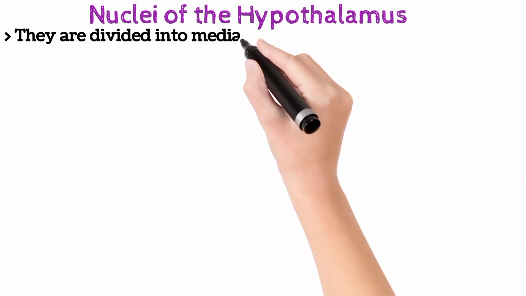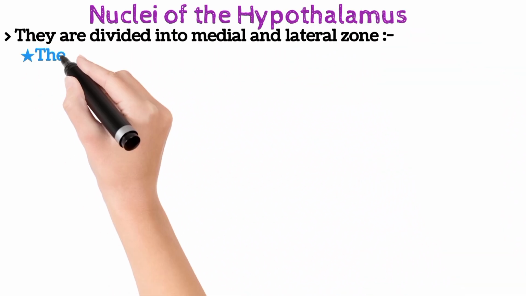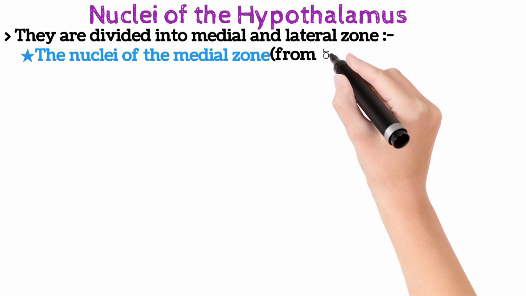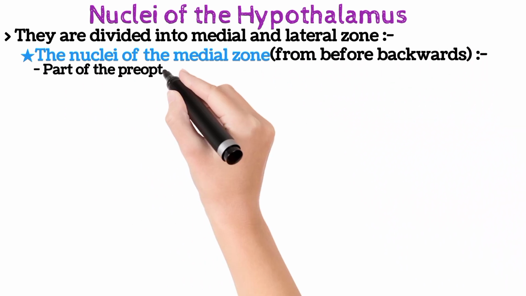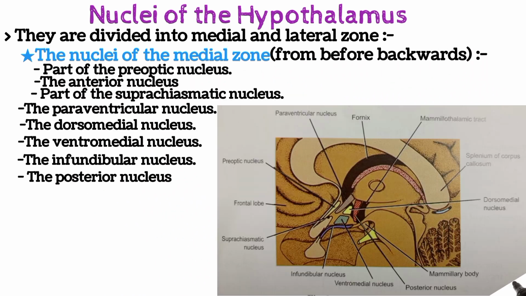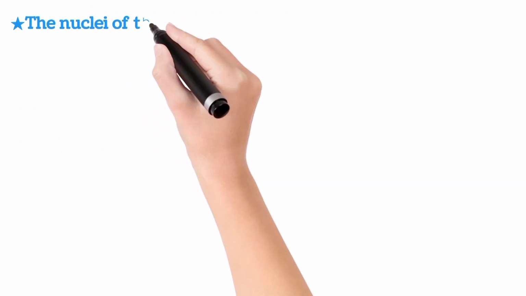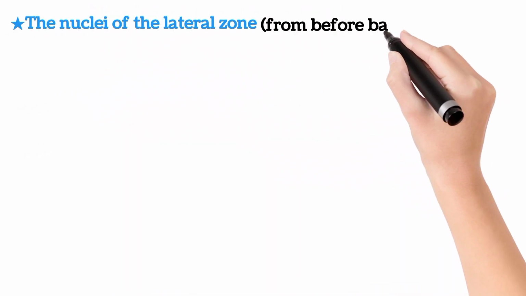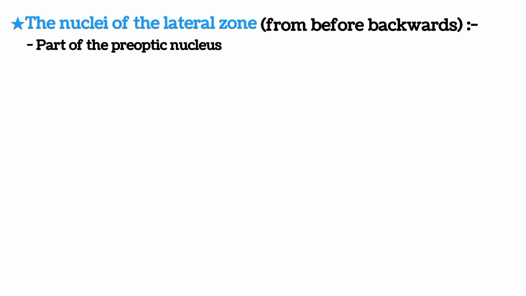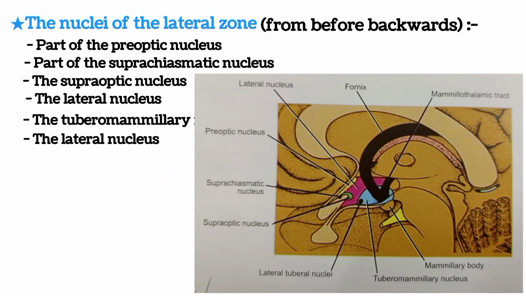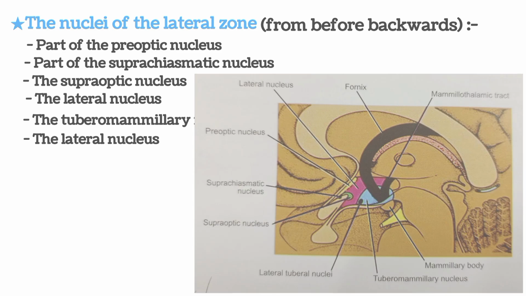Nuclei of hypothalamus. They are divided into medial and lateral zone. The nuclei of the medial zone from before backwards, we can see in the figure. The nuclei of the lateral zone from before backwards, here we can see in the figure.